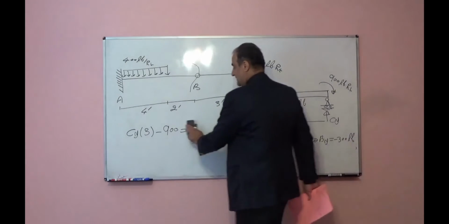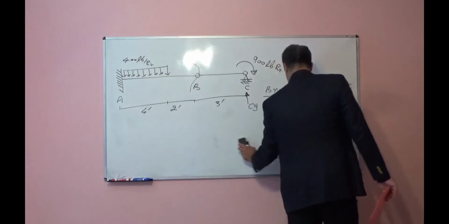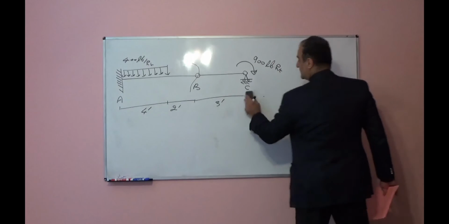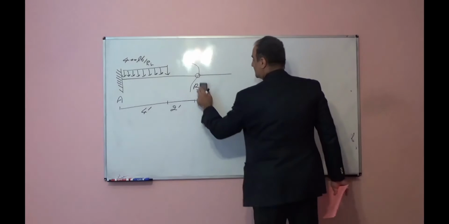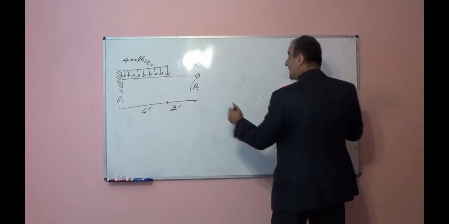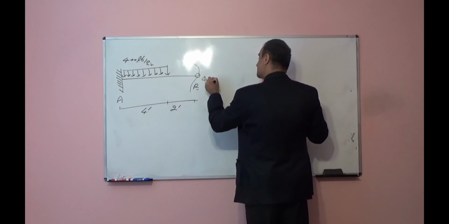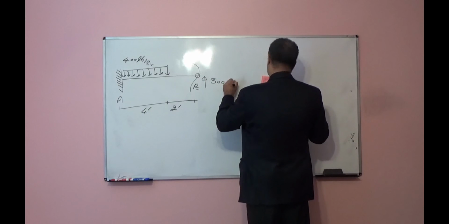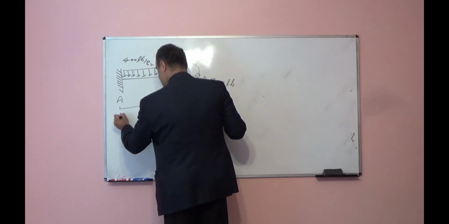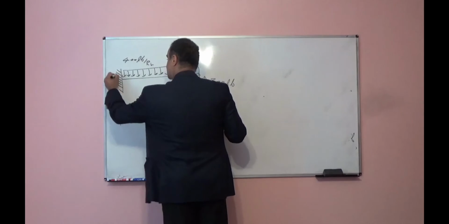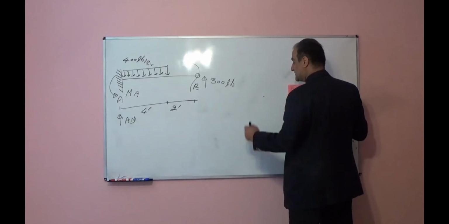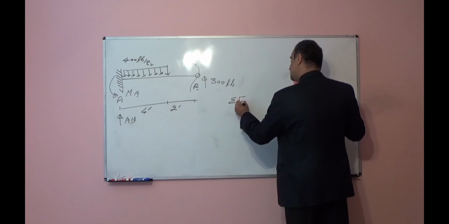Now I can remove that part because I found everything. Look at the next part. BY downward was for BC. So for AB it should be upward, in inverse direction of that. This will be 300 pound. Now I want to find AY and MA. Summation of force in vertical direction is equal to 0.